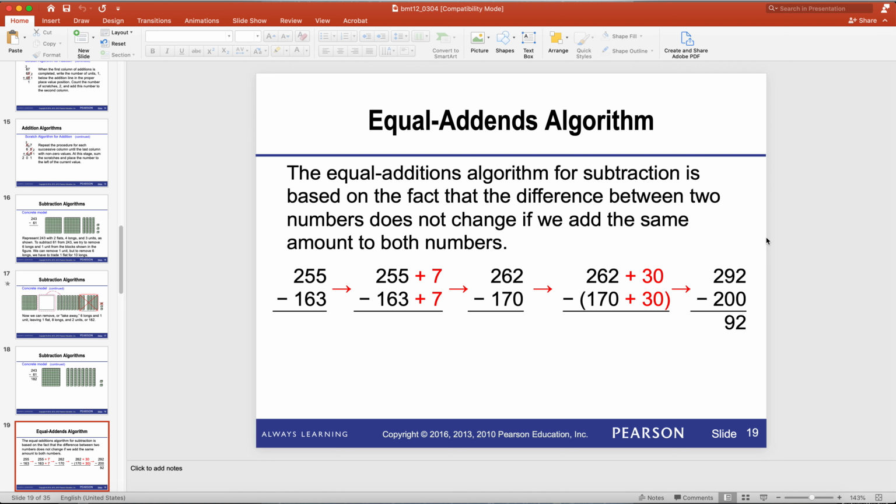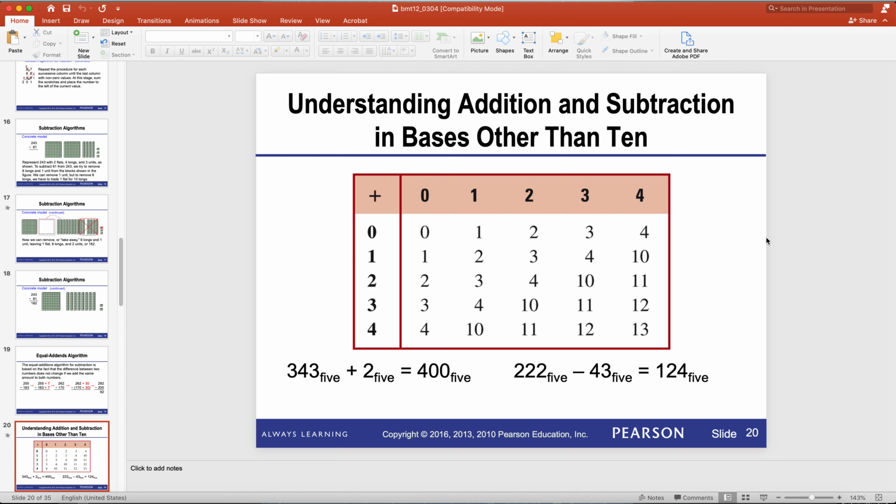This is based on the fact that the difference between 2 numbers doesn't change if we add the same thing to both numbers. So if I add 7 to 163, that's going to give me 170, which is a little bit easier to work with. And then if I add 30 to both, again, that puts me at 292 minus 200. So it's easier. This is a really nice foundation and groundwork for equations and solving equations, but it's not what you want to show your students when you first embark on subtraction. This is an extension activity for students that are really grasping that subtraction.